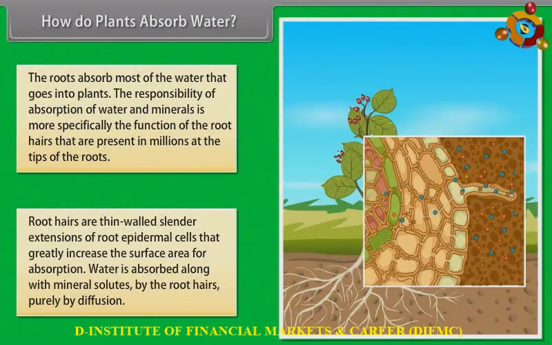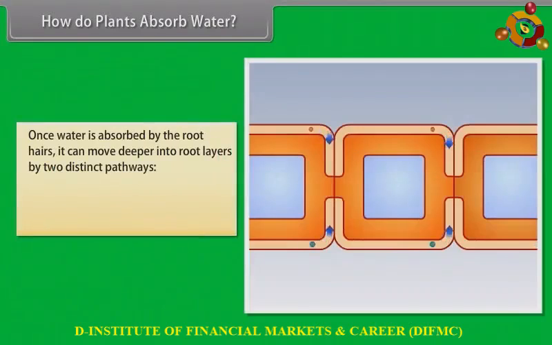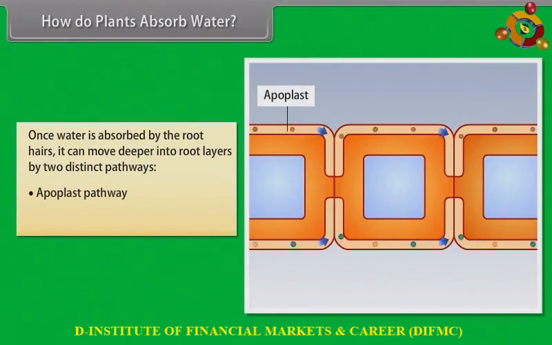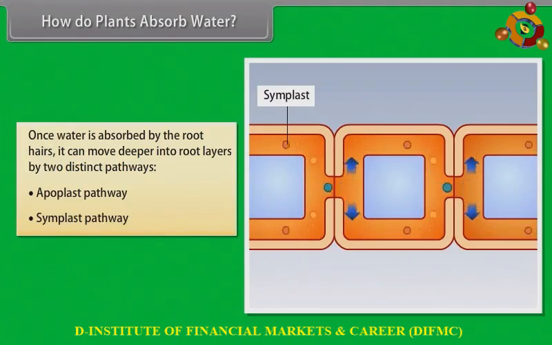Water is absorbed along with mineral solutes by the root hairs, purely by diffusion. Once water is absorbed by the root hairs, it can move deeper into root layers by two distinct pathways: apoplast pathway and symplast pathway. We will know them in detail in the next few screens.